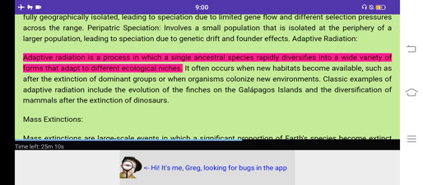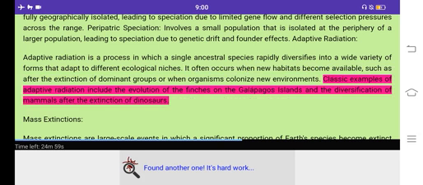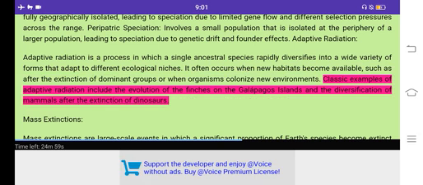Adaptive radiation. Adaptive radiation is a process in which a single ancestral species rapidly diversifies into a wide variety of forms that adapt to different ecological niches. It often occurs when new habitats become available, such as after the extinction of dominant groups or when organisms colonize new environments. Classic examples of adaptive radiation include the evolution of the finches on the Galapagos Islands and the diversification of mammals after the extinction of dinosaurs.